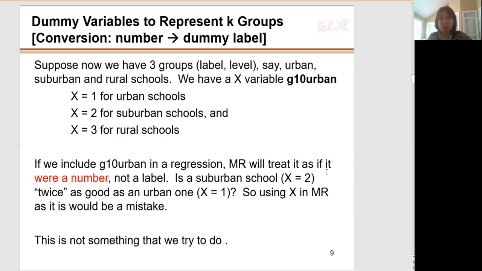Multiple regression will treat it as if it were a number. Okay, 1, 2, 3 here are not numbers, even though they look like numerical values. You know, 3 does not necessarily mean higher than 1 in this case. You know what I'm saying? This is simply called a nominal variable: rural, suburban, urban, okay? But SPSS is a machine, so it does not know that. So what we have to do is change that into dummy variables, and then we can keep using the same tab, regression.